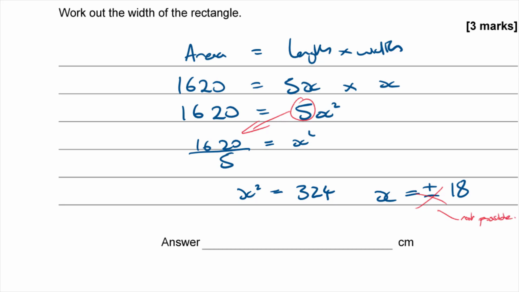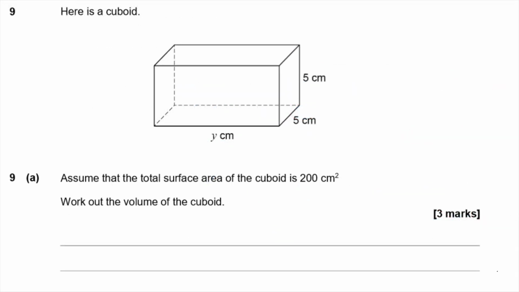So it is just a positive solution there. Then the width is the shortest one, so it's going to be 18 centimeters. Question 9. Here is a cuboid. Assume that the total surface area of the cuboid is 200 square centimeters. Work out the volume of the cuboid.